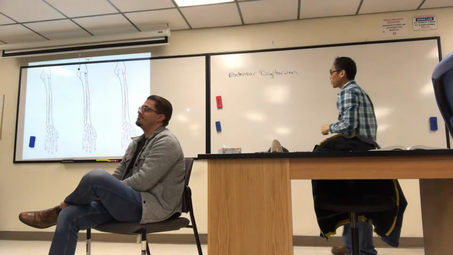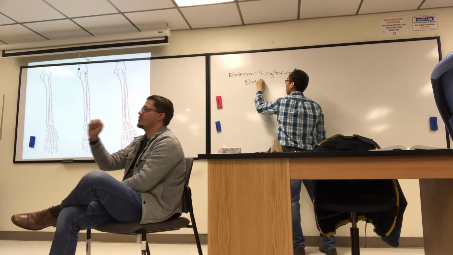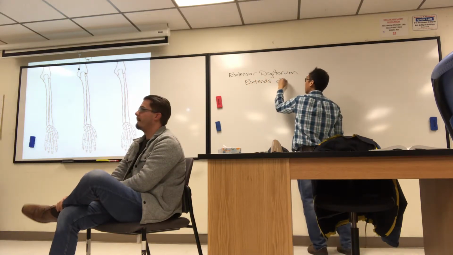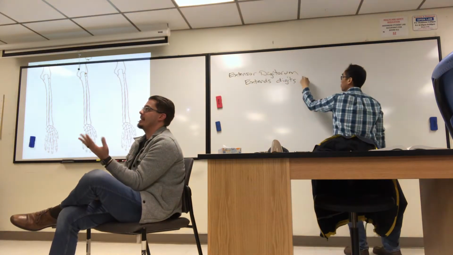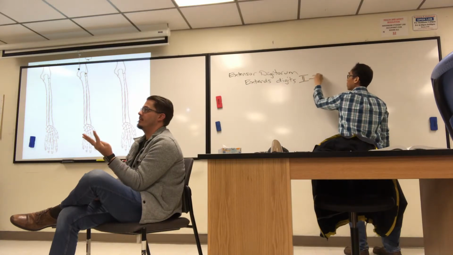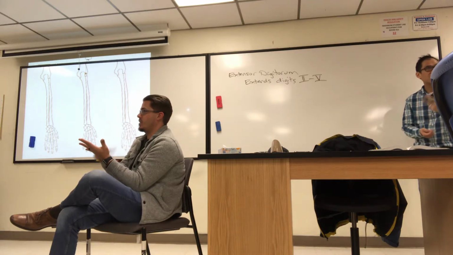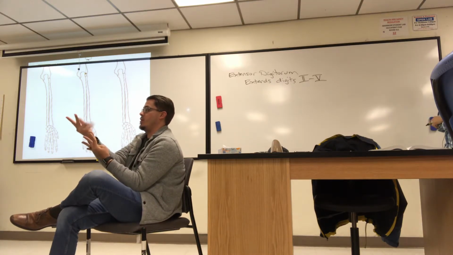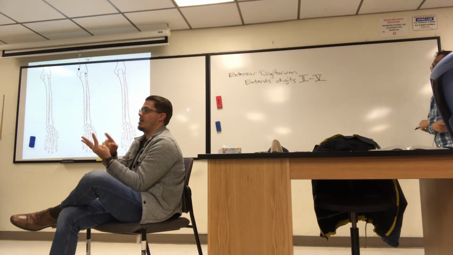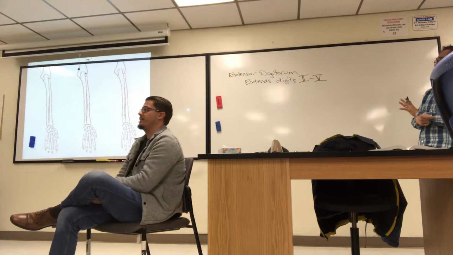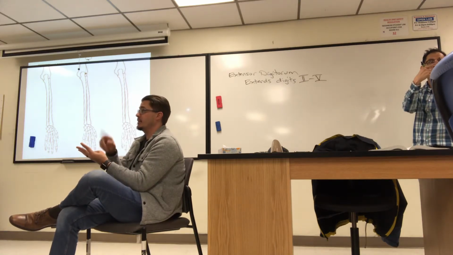All right, extensor digitorum. Basically, extends digits 2 through 5. Not 1, right? We talked about 1 just right now. There are 2 muscles that extend the thumb. So these will extend the rest of them, basically. And so it will extend all of the joints all the way out to the DIP.